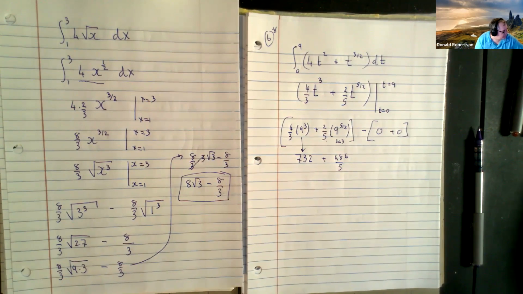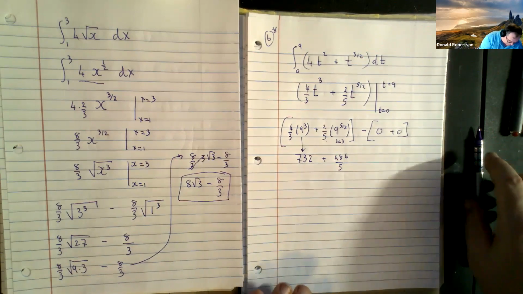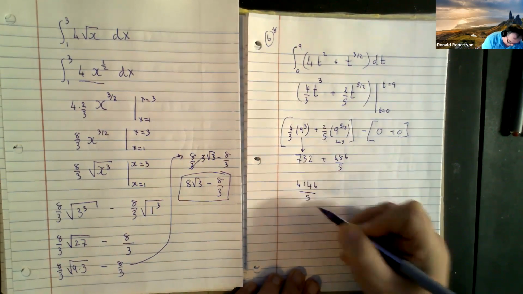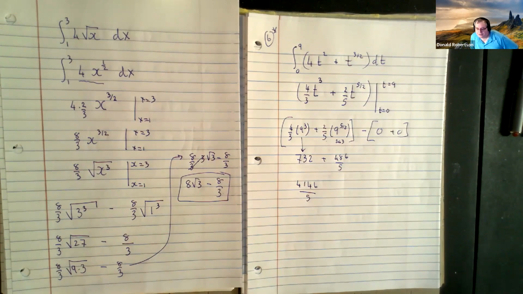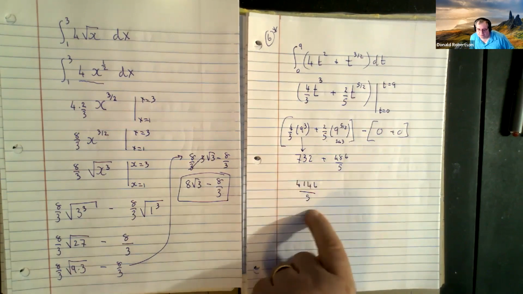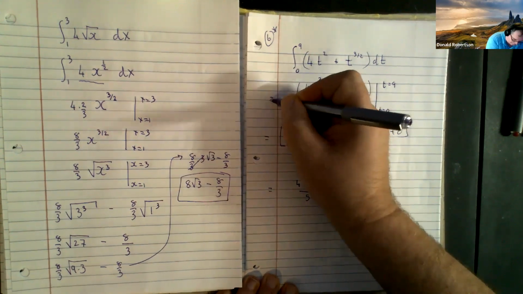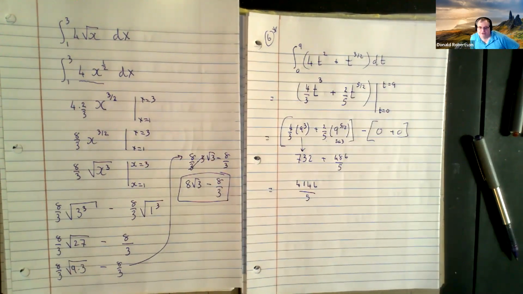Okay, so on my calculator, 732 plus 486 fifths, and then turn it into a fraction. Glad there's a calculator here. 4146 fifths. We do not write 18 and 3/5 or 7 and 2/5. All fractions have to be in this format, a single fraction. And that's the way we want the answers to be written in each situation.